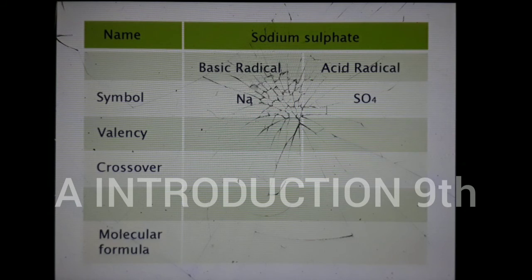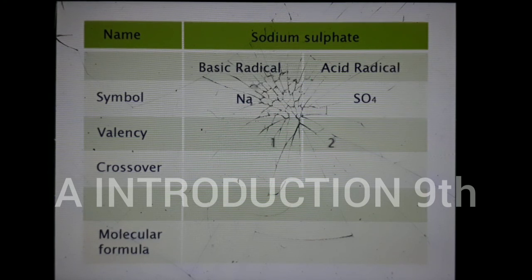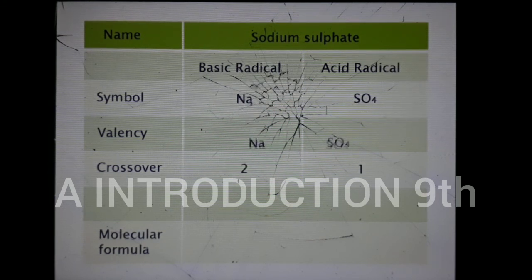Let's combine monovalent basic and divalent acid radicals. Adopt the same steps. Step 1. Identify acid and basic radicals and write down their symbols. Step 2. Write down their valencies. Step 3. Cross over their valencies as subscript to the radical symbols. Step 4. We need not write valency 1. We can simplify the crossover numbers to write down a molecular formula.